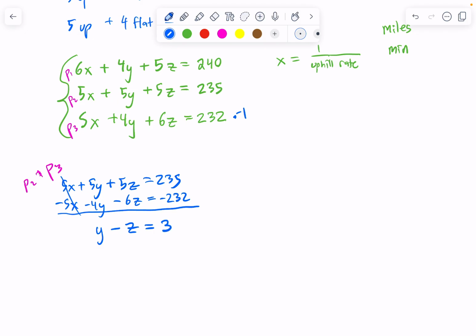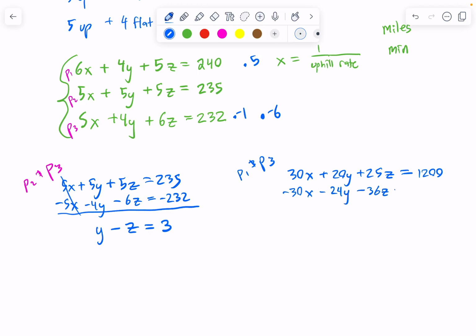All right, and now the next one is just going to be big and ugly. Either way, I'm going to have to multiply. So I'm going to multiply the bottom one by -6 and the top one by +5. I am with P1 and P3. The equation is 30x plus 20y plus 25z equals 1,200. Well, that wasn't so bad. And then we get -30x minus 24y minus 36z equals, I'm going to use a calculator for that one.